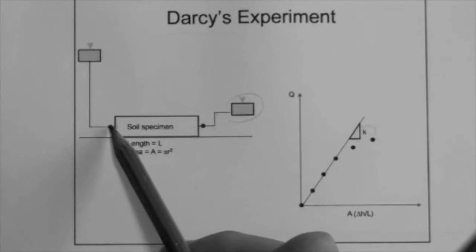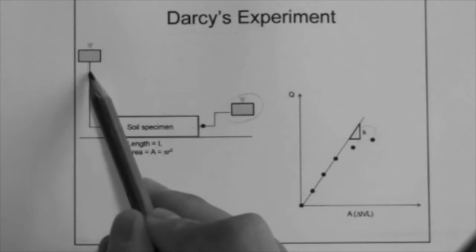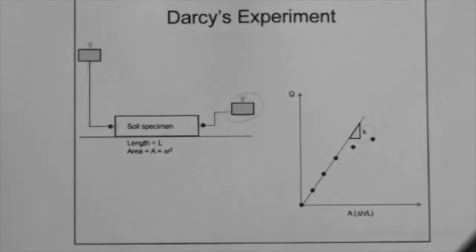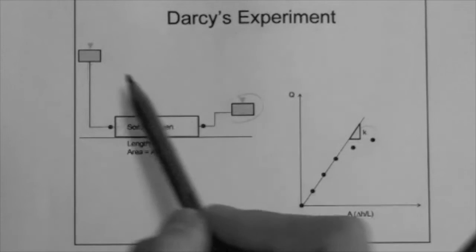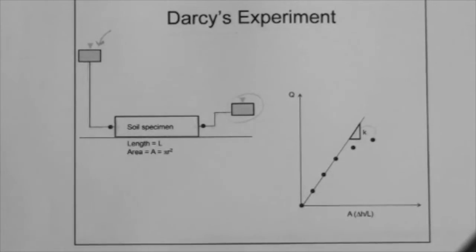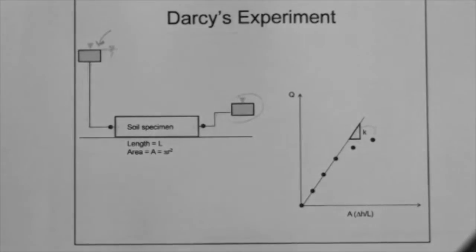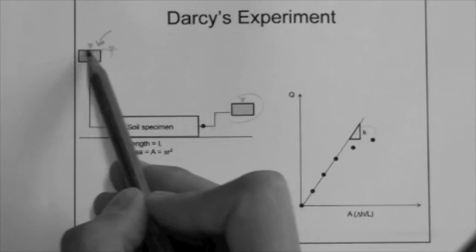And on the other side, there is another tube that is connected to another reservoir. Now what Darcy did, and this is usually what we do in the lab, is he built something like this. He said, okay, I'm going to add water here, so that the elevation of water in this reservoir is always kept constant. So he continuously adds water so that the elevation is always at that level.